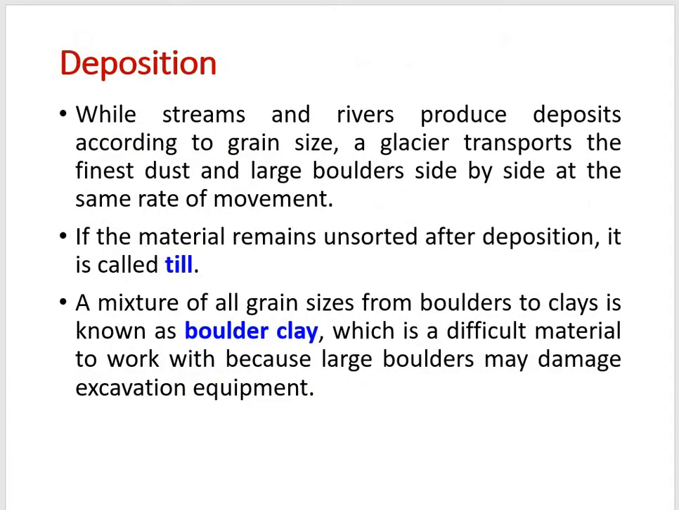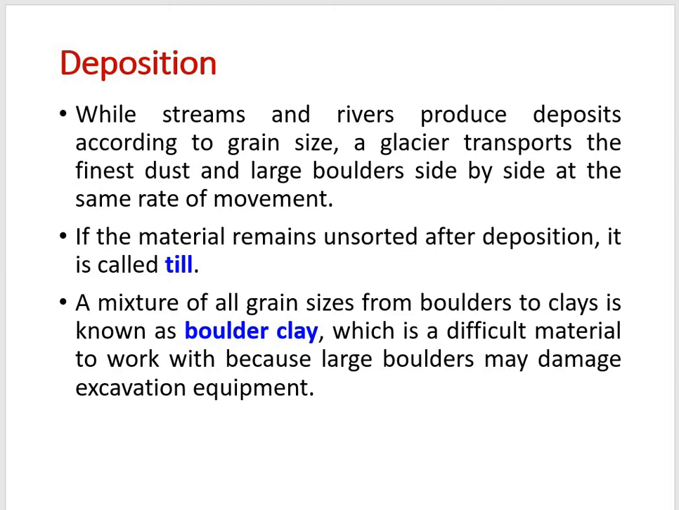So earlier we have seen that on the transportation side, while streams and rivers produce deposits according to grain size, you have seen various aspects of sorting and abrasion. Whereas in glacial transport, they equally transport the fine dust as well as the large boulders at the same rate. And these materials, if they are found unsorted after the deposition, are called till. Such materials we refer to as till.